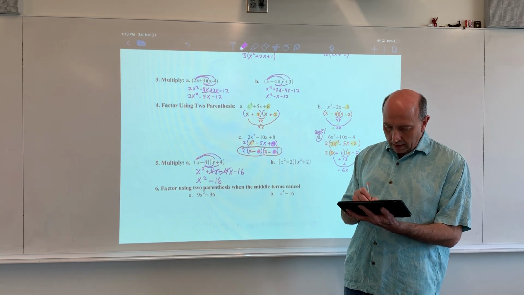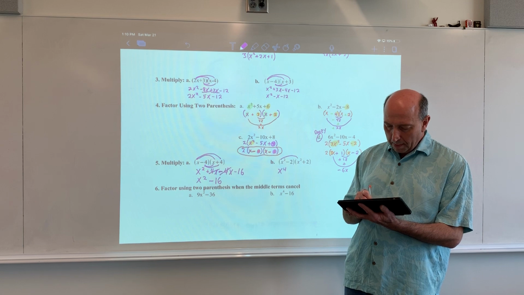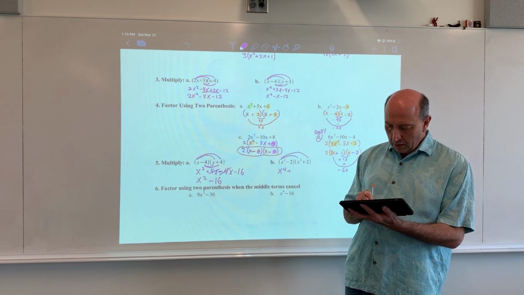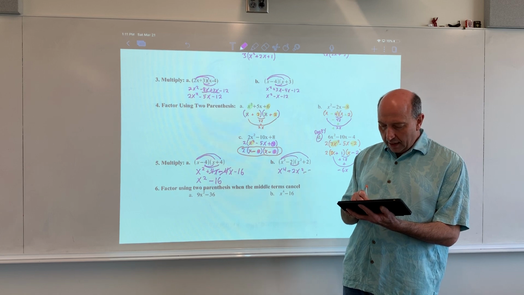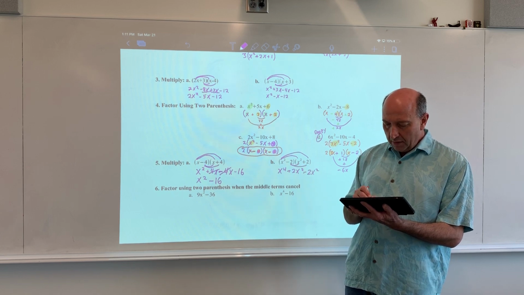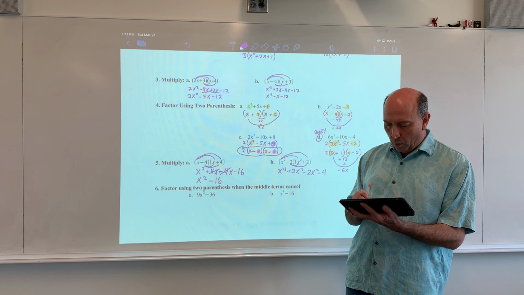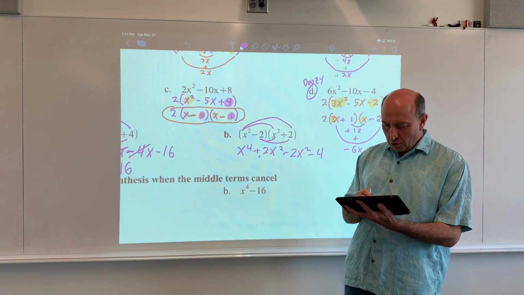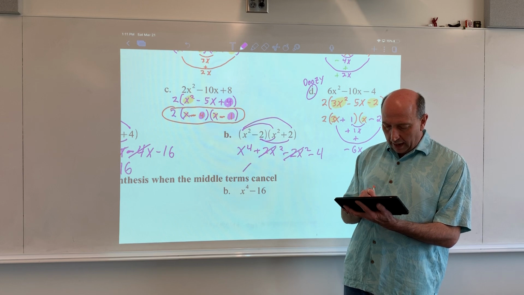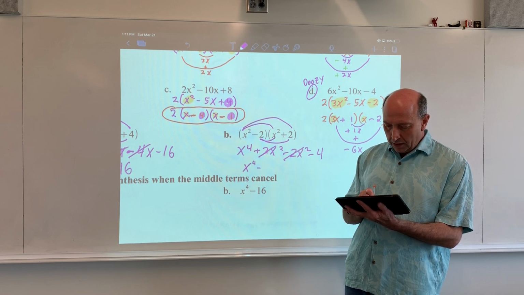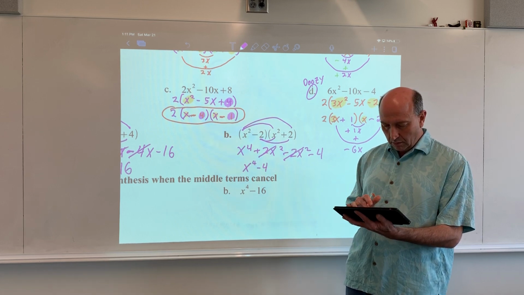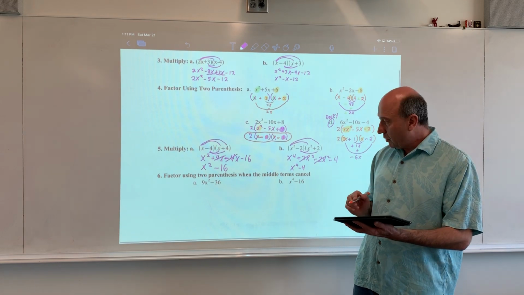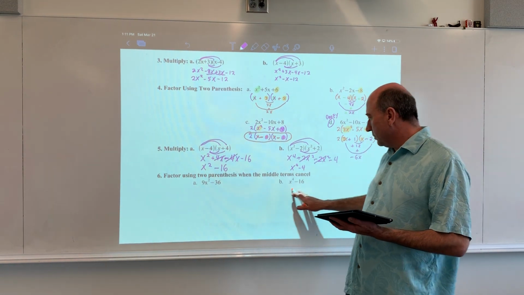The next one, x squared times x squared is x to the 4th. X squared times 2 is 2x squared. Negative 2 times x squared is negative 2x squared. And negative 2 times positive 2 is negative 4. Do you see how the middle terms cancel? 2x squared minus 2x squared. So you get x to the 4th minus 4. Okay, so here, there are no middle terms. They cancel.